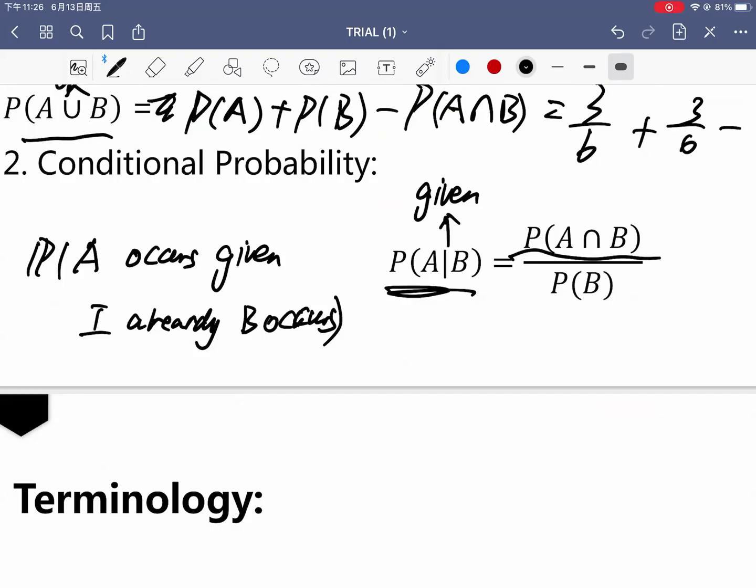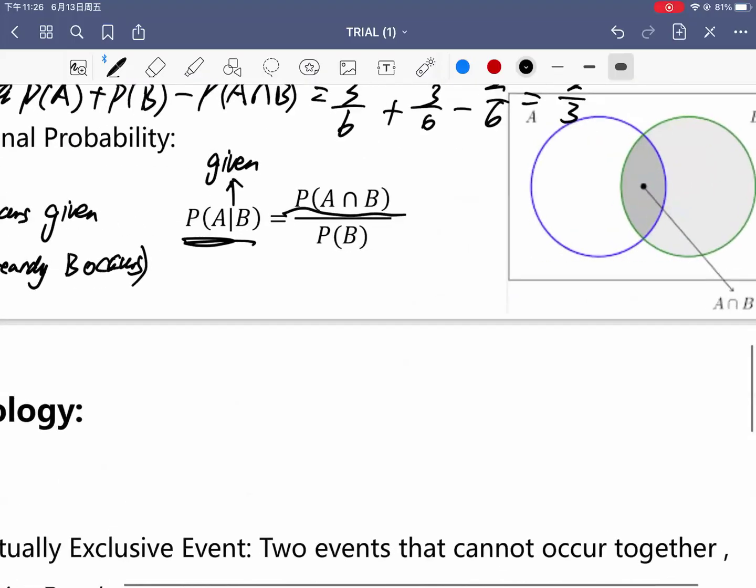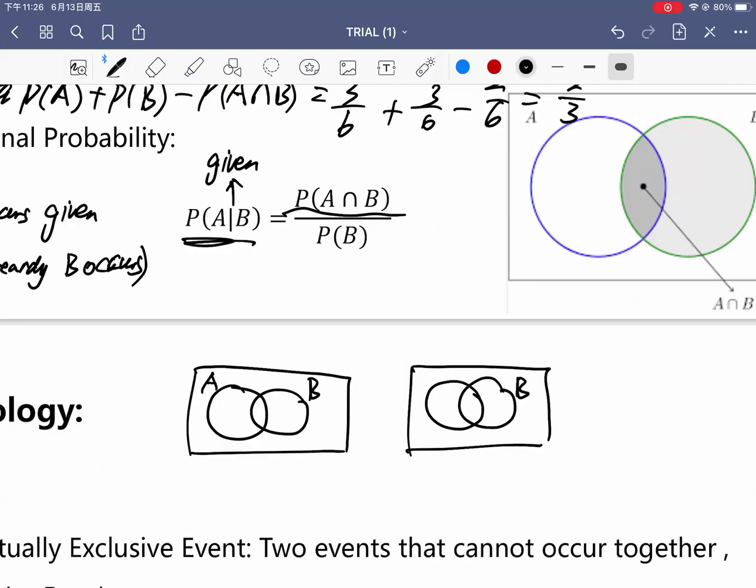You might be interested to know how this is obtained. Again, we're going to use a Venn diagram to illustrate this. Suppose we have the left circle representing A and the right circle representing B. What's been given to us? We already know that B occurs. So my results are locked into circle B, because I already know B occurs, my results cannot escape outside of set B.